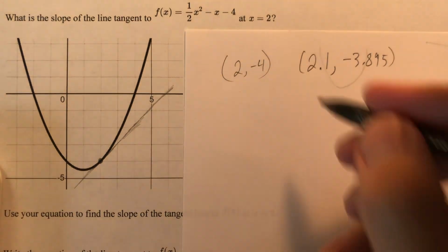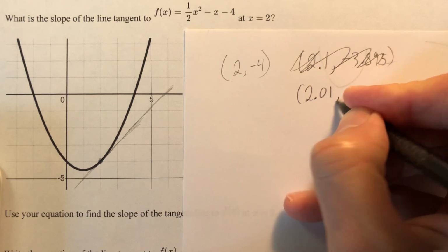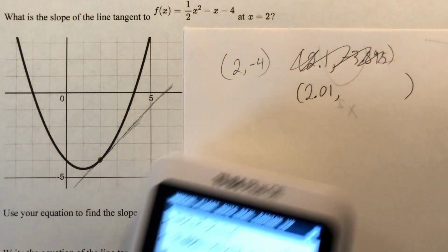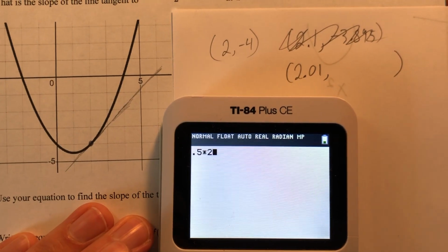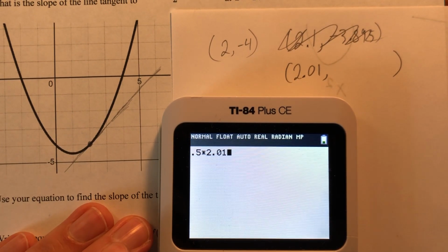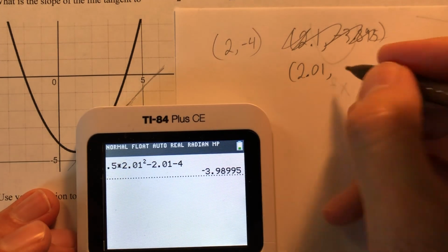Okay, so let's do this. 2.01, and then whatever the output is for that, we'll find out what that is. If this looks like it's wasting your time, trust me, I'm going somewhere with this. Minus 2.01 and then minus 4. And let's find the slope between these 2 points.